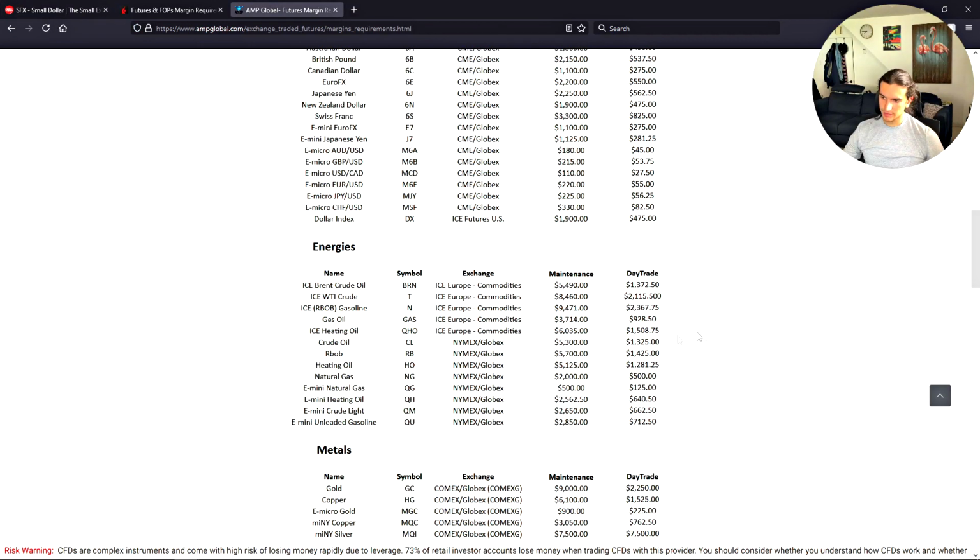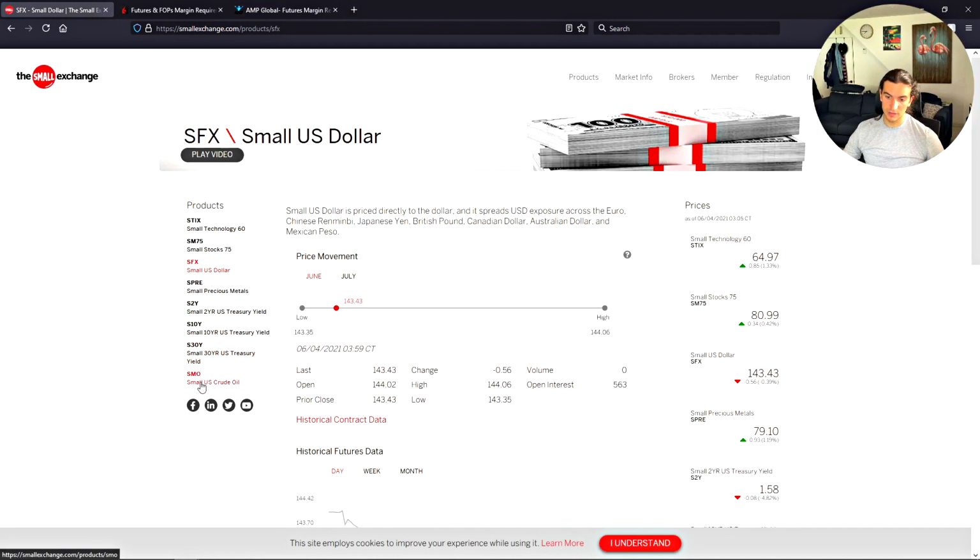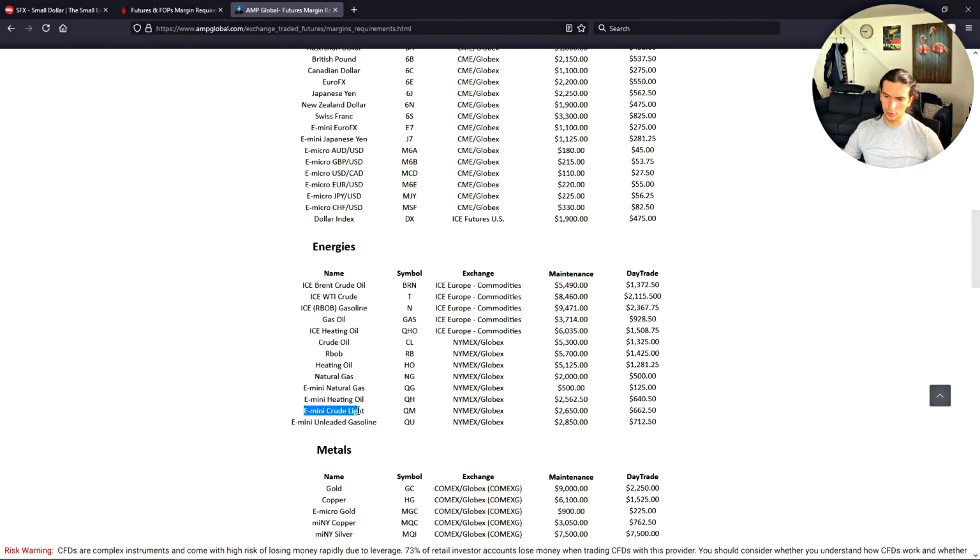When it comes to energy markets, you can see that the margins, even the day trade margins, are very high for AMP. Prior to a few weeks ago, which was the launch of the small US crude oil on the Small Exchange, we only had this contract, which would be the quarter crude contract, QM, which is a quarter of the size of the CL, which is the regular crude oil contract. Regular crude oil contract, not recommended to trade that with a small account. Look at the day trade margin, $1,300 for one contract. From a risk standpoint, you should not really be trading that contract. You want to have an account of minimum 5,000 to 10,000 to trade this contract.